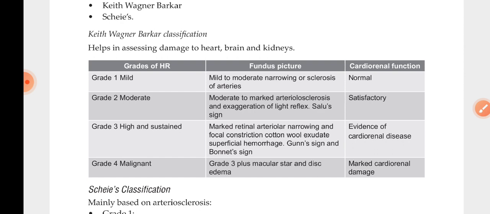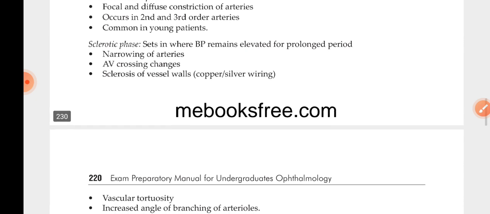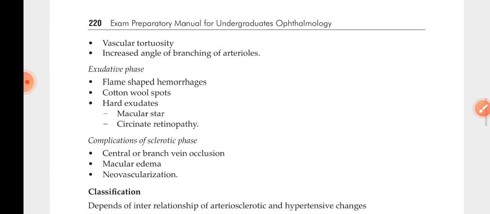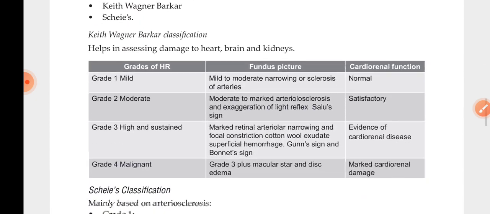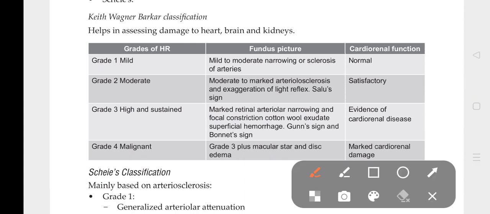It is the same as the phases above: first the vasoconstrictive phase, next the sclerotic phase, next the exudative phase, and next the complication stage. According to that, they have divided it into mild, moderate, high or sustained, and malignant. In grade 1, narrowing and sclerosis start. Then there will be atherosclerosis, and we will see Salus sign. Next there will be arteriolar narrowing along with cotton wool spots, Gunn sign, and Bonnet sign. Next, along with grade 3 findings, we will see macular star and disc edema.